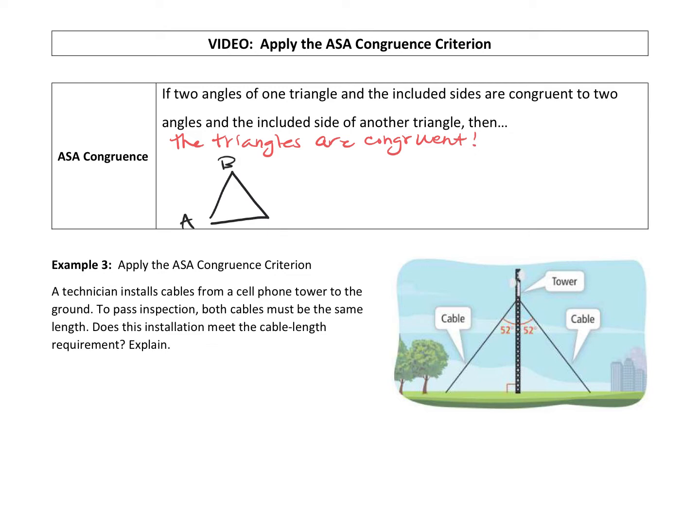Here's triangle ABC, triangle DEF. So if you have angle A congruent to angle D, and angle B congruent to angle E, so there's your two angles. If the included side is also congruent, so the included side will be side AB, and the included side on the second triangle is side DE, we have angle side angle congruent to angle side angle. Then we can state that triangle ABC is congruent to triangle DEF. So that's what your angle side angle looks like.